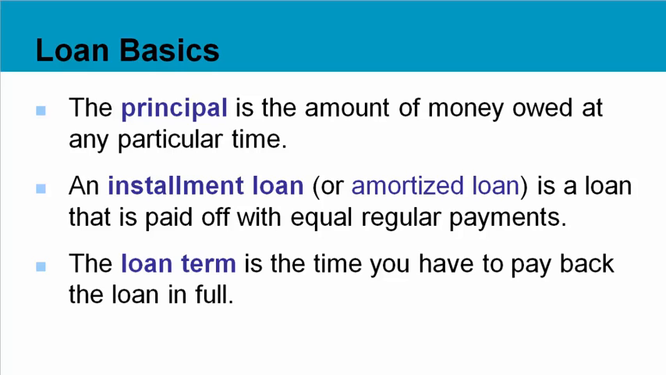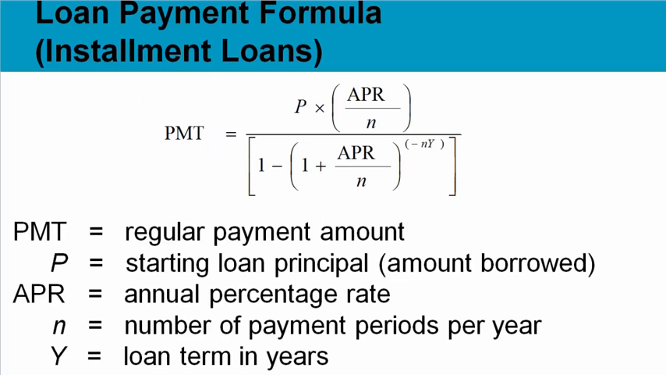An installment loan, or what's called an amortized loan, is a loan that is paid off with regular equal payments. It's pretty much what all loans are, and they normally just call them a loan instead of an installment loan. The loan term is just the time you have to pay back the loan in full: 5 years, 30 years, 15 years, depending on what kind of loan it is.